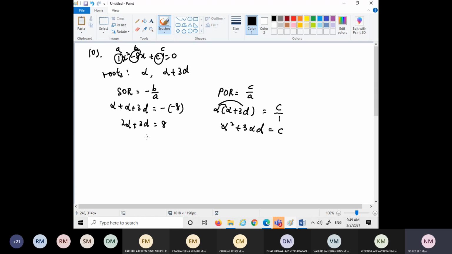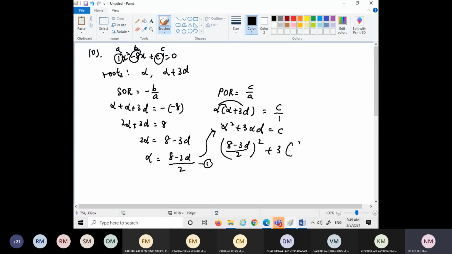Okay, so now we start. 2 alpha equals 8 minus 3D. The 2 bring to here, divide. So I'm going to substitute this inside here. Alpha is 8 minus 3D over 2, the whole thing squared, plus 3 times alpha again, 8 minus 3D divided by 2, and then D, equals C. Oh, very complicated, no?